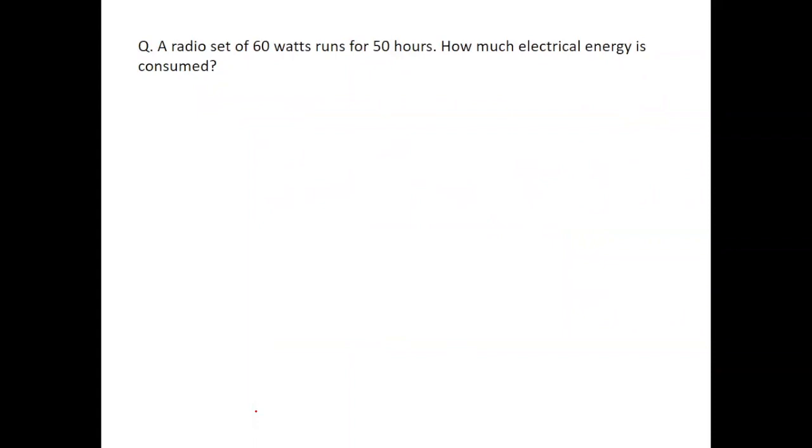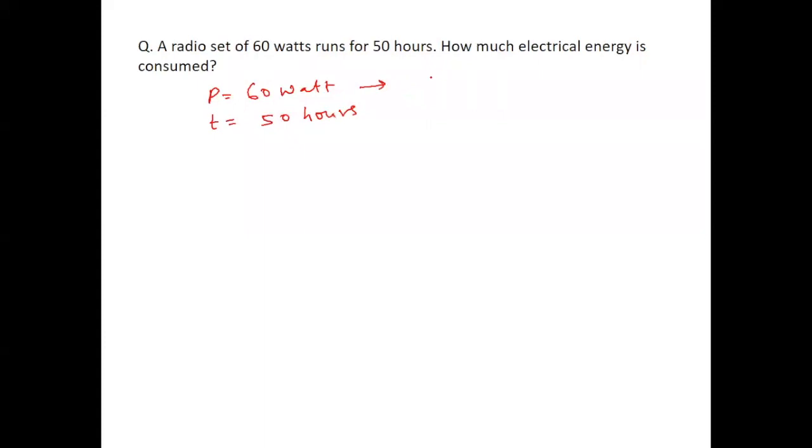Now, the question is: a radio set of 60 watt runs for 50 hours. How much electric energy is consumed? We know that electric energy consumed is equal to P into T, where P is 60 watt and time is 50 hours.